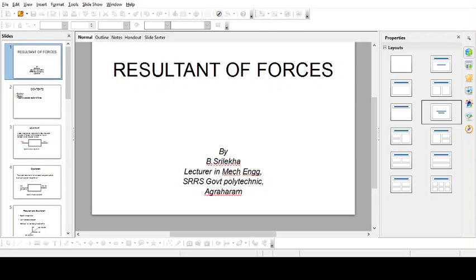So the first one is the algebraic sum of all the horizontal components should be equal to 0. Next, the algebraic sum of all the vertical components should be equal to 0. And the third one is the algebraic sum of all the moments must be equal to 0.